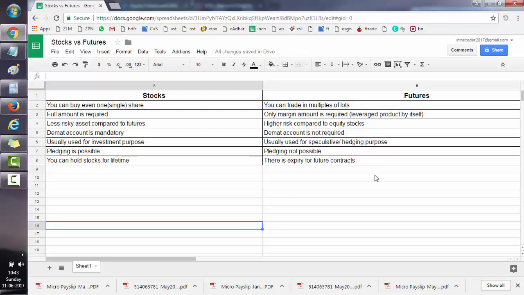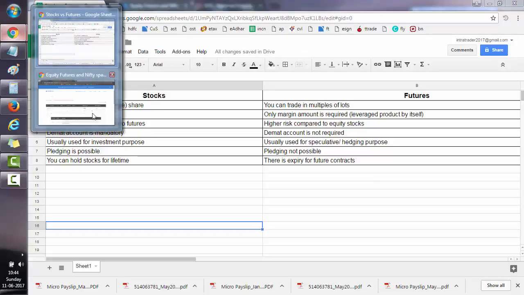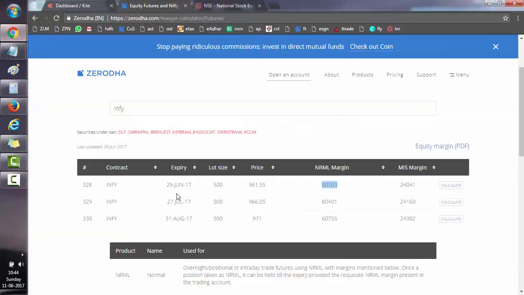Whereas in case of a future contract, there is always a fixed expiry. If I buy an Infosys future contract today, I'll have to settle the contract by 29 June. On NSE, for any stock or index futures contracts, there are up to 3 contracts available for trading. For Infosys, for example, I can place orders in the June contract, July contract, or August contract. It's up to me. Any contract I can trade.